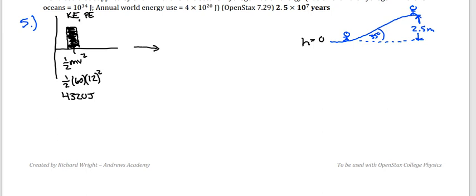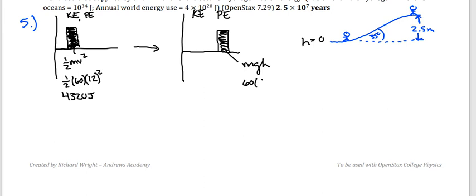Well, then what happens? Point number 2, kinetic energy, potential energy. We know that the skier has some potential energy, and we even know how much potential energy the skier has. That's going to be mgh. So 60 times 9.8, and their height now is 2.5 meters. So 60 times 9.8 times 2.5, whoops. That is 1,470 joules.